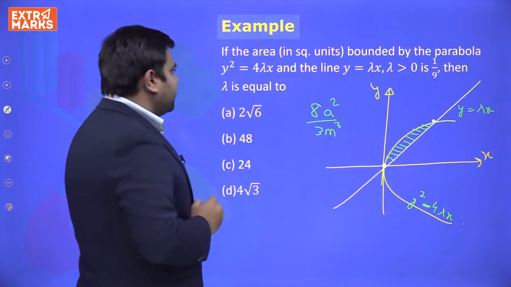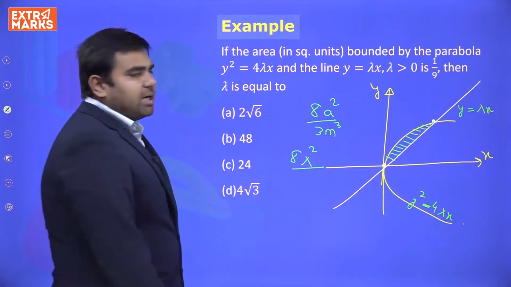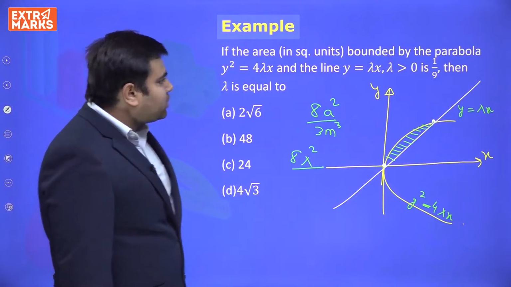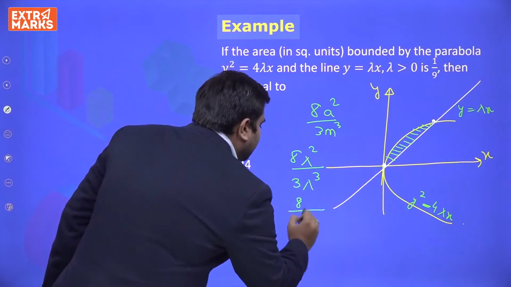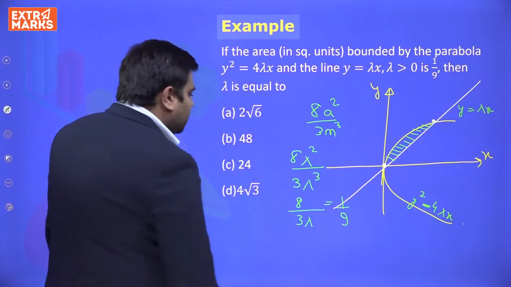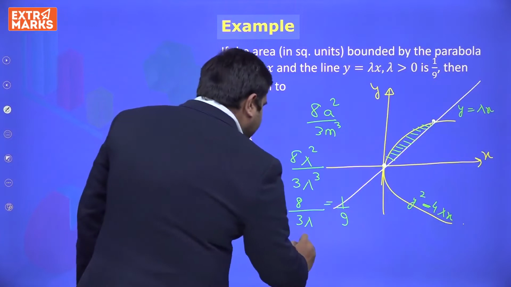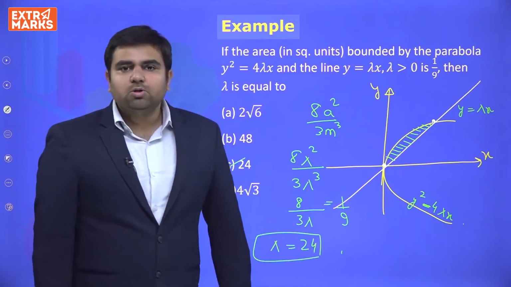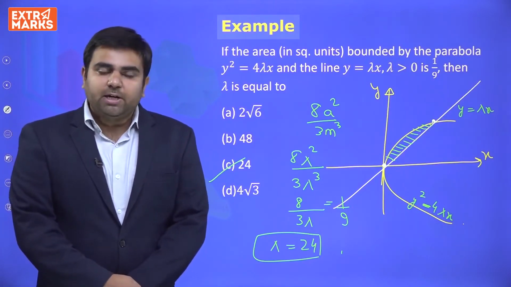What is a square in this case? A square is lambda square in this case, because a is lambda in this case. And what is m cube? What is m in this case? m is also lambda in this case. So this would be 3 lambda cube. So this would come out to be 8 upon 3 lambda, which is equal to 1 by 9. So lambda will come out to be 24, right? Because this is 8 into 3, which is 24. So 24 is the correct answer. Are you getting this point or not? Therefore 24 is the correct answer, right?